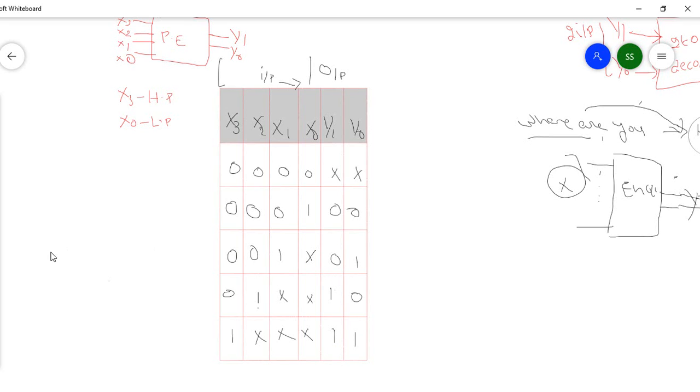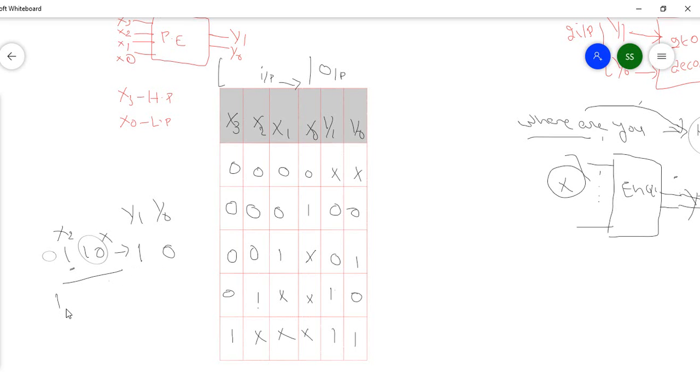Suppose I take one example, 0 1 1 0. Now what is the output for this 0 1 1 0? If it is a priority encoder, I give the input 0 1 1 0. What is my output? What is y1? What is y0? 1 0. Why is it 1 0 actually? See, the priority is on x2, so it won't care about the rest, and it will take 1 0.